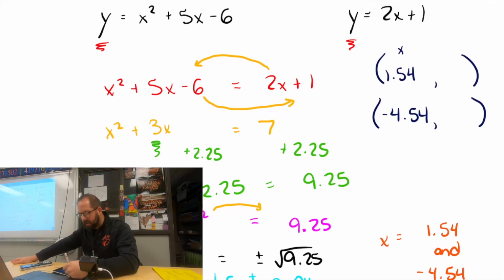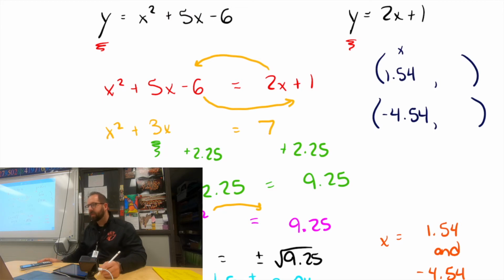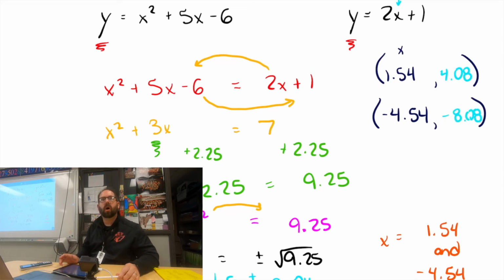If I plug in that 1.54 here, 1.54 times 2, and then add a 1 to it, I get 4.08. And if I plug in the negative 4.54, take that times 2, and then add 1 to it, I get negative 8.08. And what you're looking at here is the exact answer where they cross. I'm talking exact numbers where they cross.